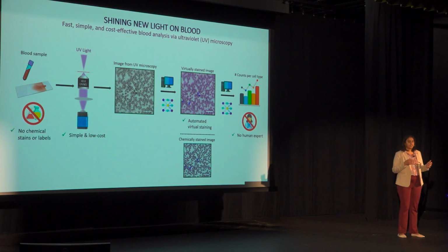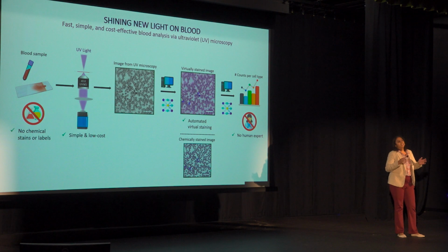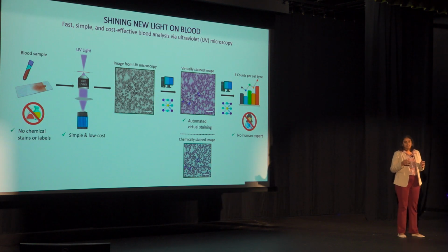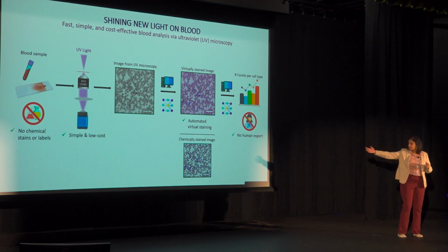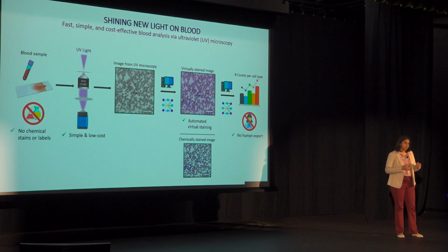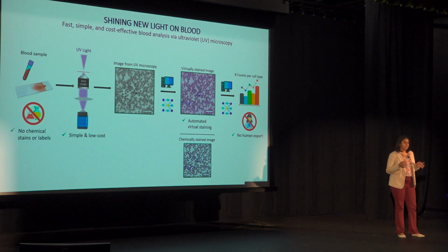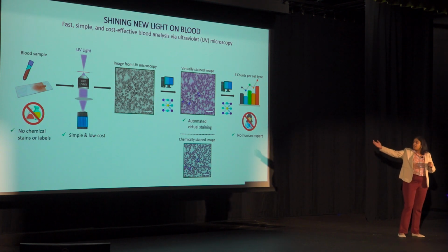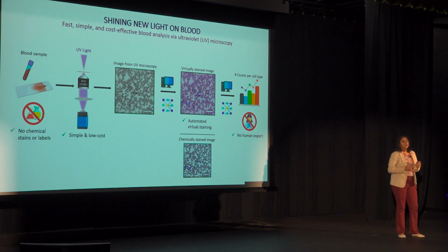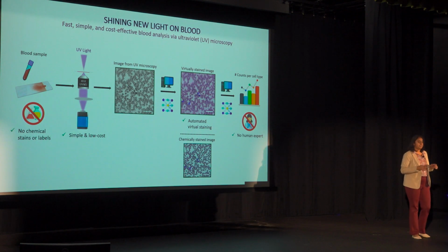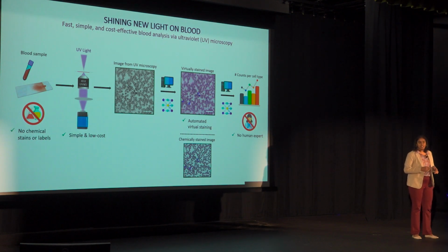Typically, once you provide a blood sample, it goes through a series of time-consuming sample preparation steps, wherein a trained operator manually applies chemical stains or labels to produce a colorful image like the one seen here, where you can clearly distinguish different cell types. In my lab, we use ultraviolet or UV light rather than visible light to produce a grayscale image where different cells can be clearly distinguished without the need for any additional sample preparation or staining.